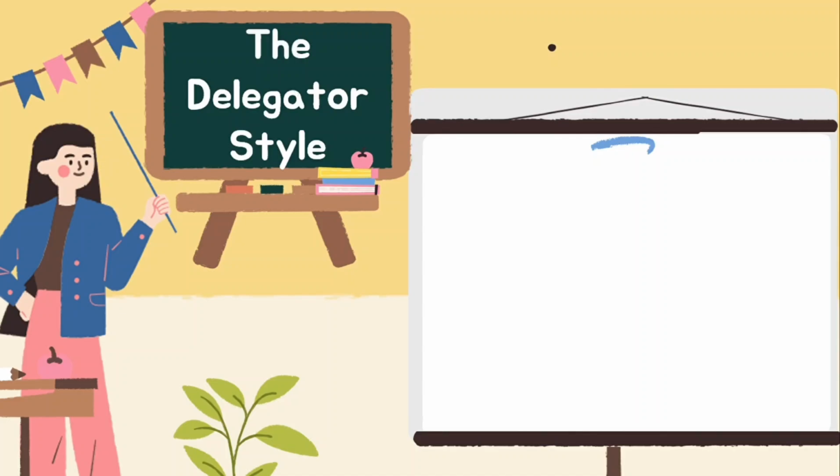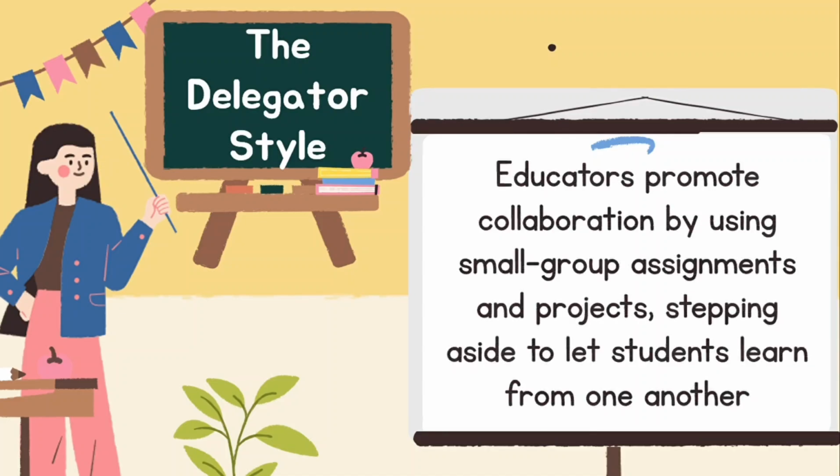Next is the delegator style, also known as the group style. Educators promote collaboration by using small group assignments and projects, stepping aside to let students learn from one another. This teaching style is best suited for curricula that require job activities, such as subjects that warrant peer feedback like group activities or problem sets in mathematics. Guided discovery and inquiry-based learning place the teacher in an observer role that inspires students by working in tandem toward common goals.